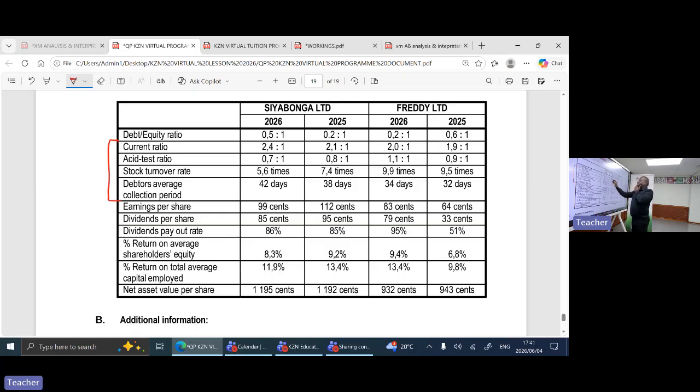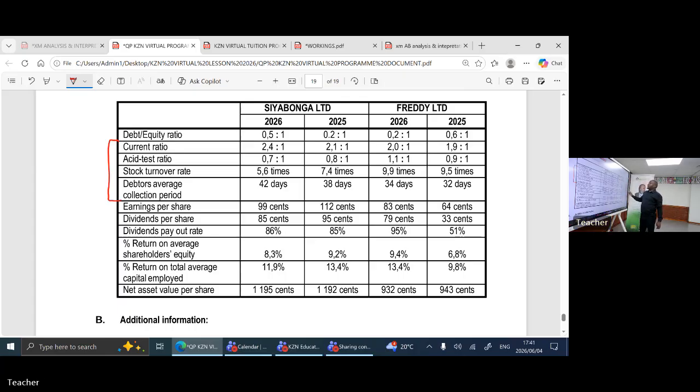The current ratio of Siyabonga Limited increased from 2,1 to 2,4 is to 1 in 2026. And then the acid test ratio was 0,8 is to 1 in 2025 and it decreased to 0,7 is to 1 in 2026, which is bad. The acid test ratio decreased. And then the stock turnover rate decreased as well from 7,4 times to 5,6 times. Now you can see that Siyabonga Limited shows a decreasing trend in its indicators. So it's not safe to choose Siyabonga Limited.